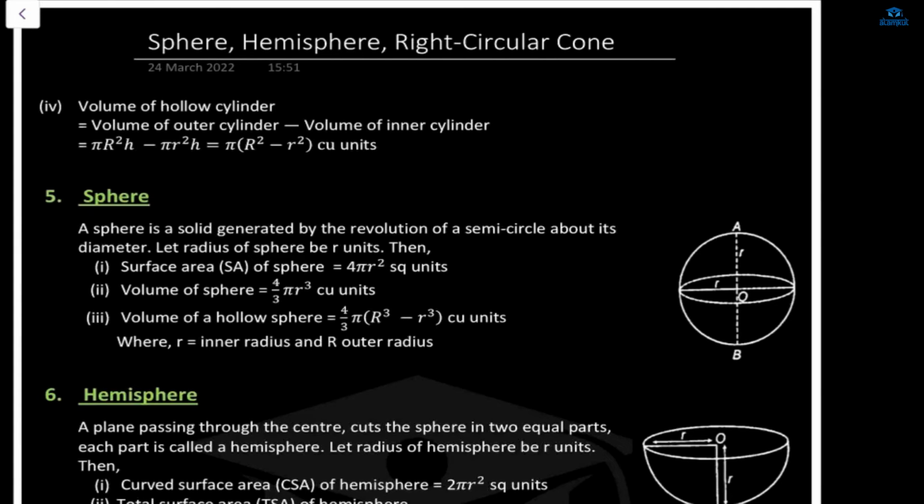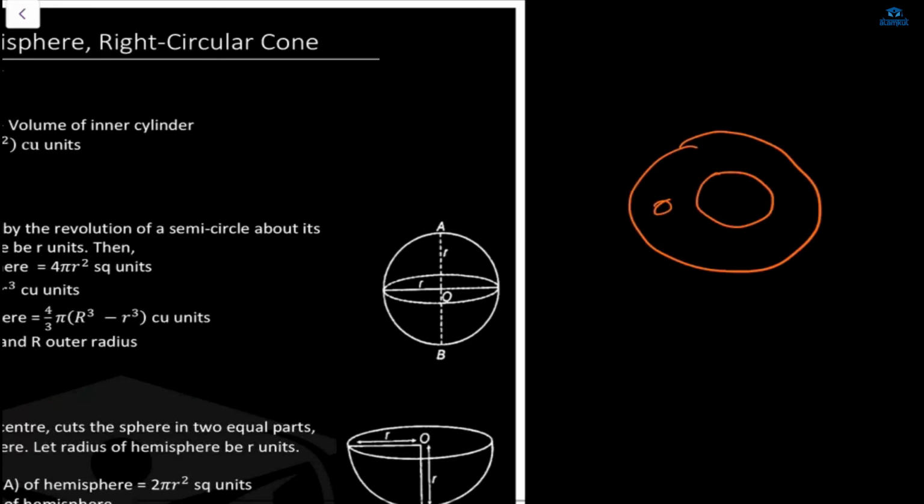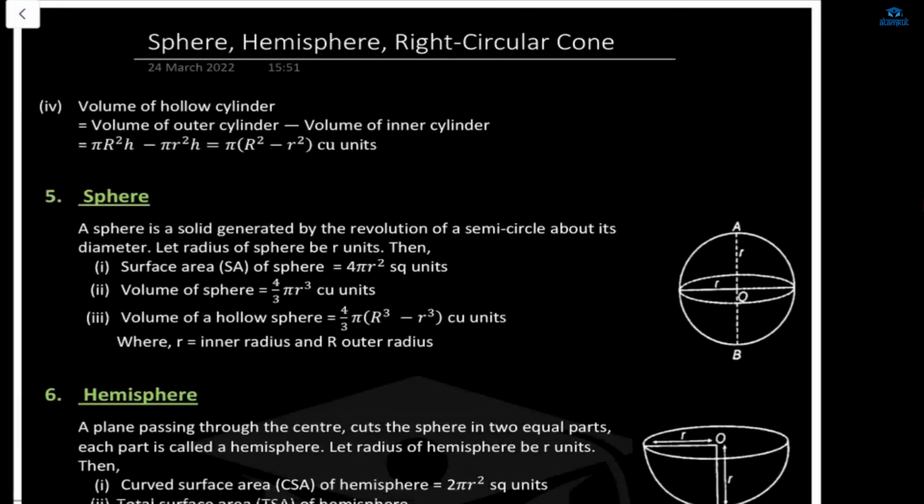Now, volume of the hollow cylinder. When you are taking out the volume, the inside one, you're not going to put anything inside that. If you're going to fill a hollow cylinder, everything will be filled inside this. So you have pi r square h, the base area times height. The volume of the hollow cylinder is the volume of the outer cylinder minus the volume of the inner cylinder.